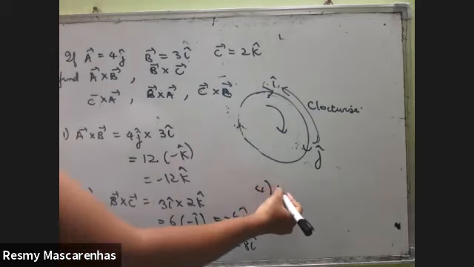Fourth one. So this is 3i. This is 4j. Now it is the correct order. I comes first, then comes J. This will be positive.